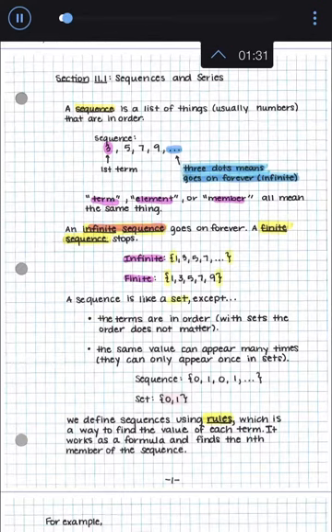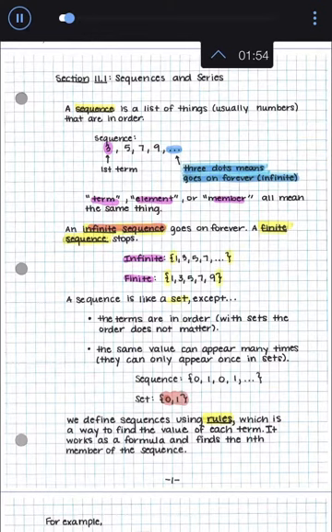The terms can have a repeating value. So, for example, the sequence might be 0, 1, 0, 1, 0, 1, repeating on forever. But then if we look at the set, it would just contain your possibilities, which are just 0 and 1.